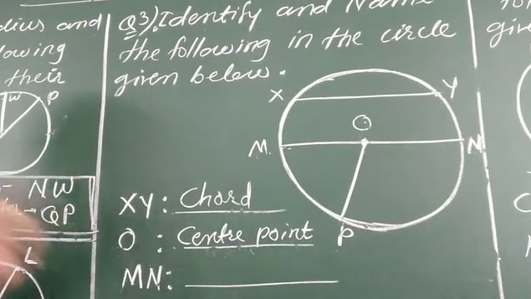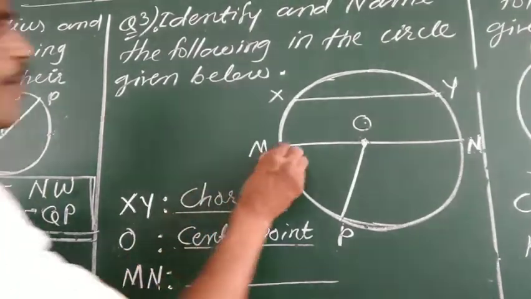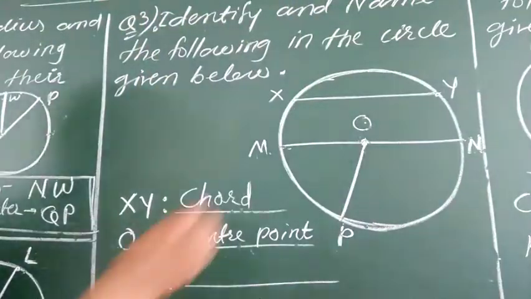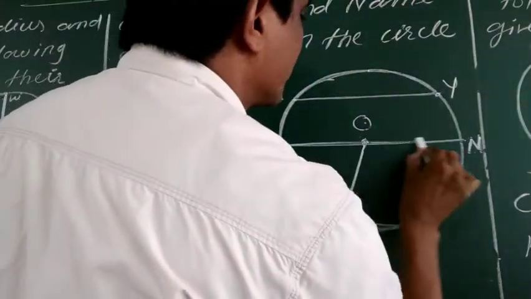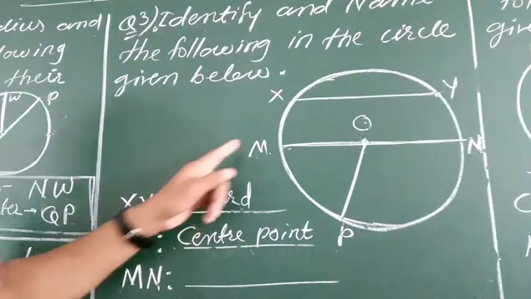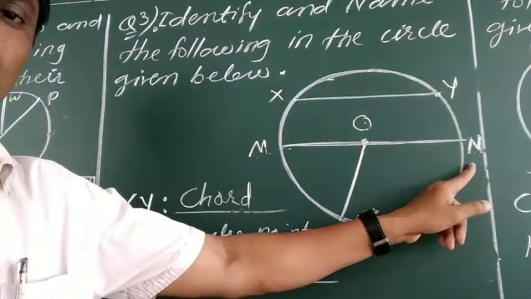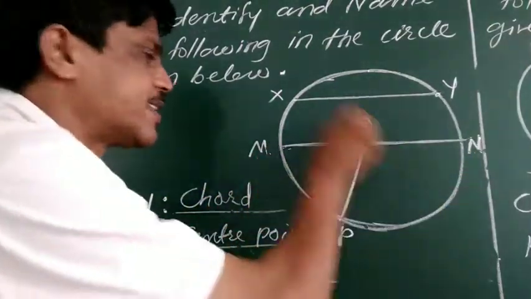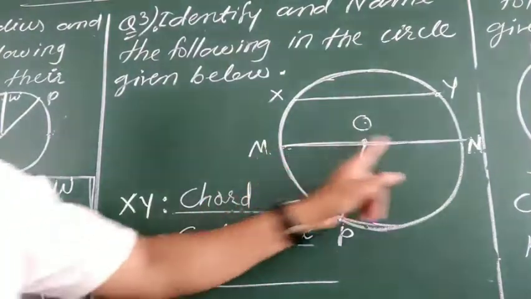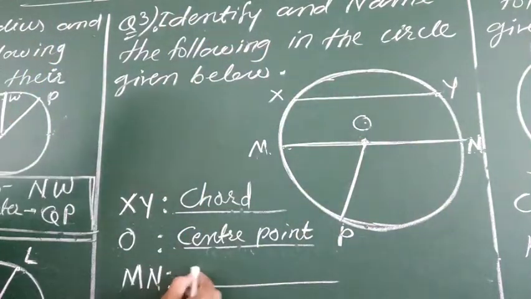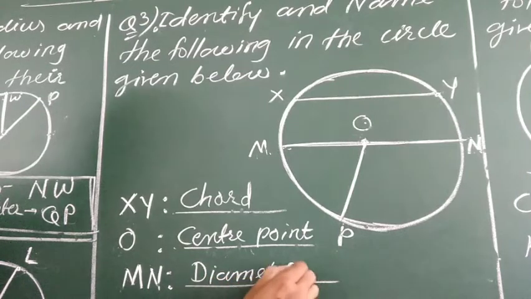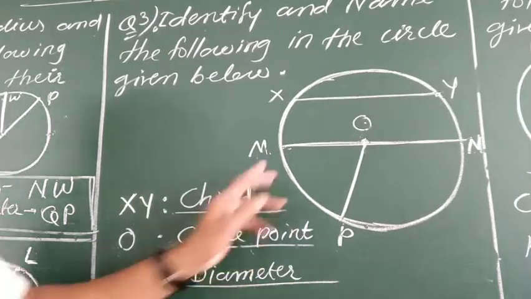Now see MN. Where is M? M and this is N. See, it is MN. Now this is MN, joining these 2 points on the circle and passing through the center. So what is this then? It is a diameter of the circle. So it is MN.